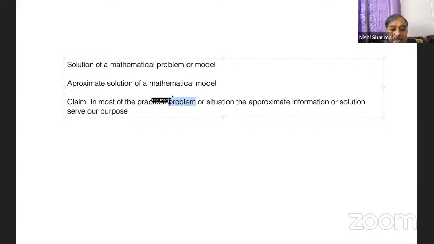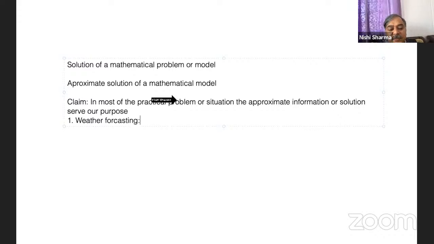How to remove that? Okay, so my claim is that in most of the practical problems or situations, the approximate information or solution serves our purpose. So I will give you some examples. Number one is weather forecasting.